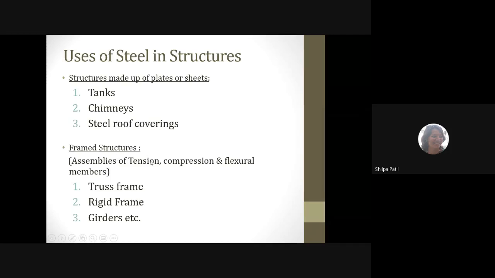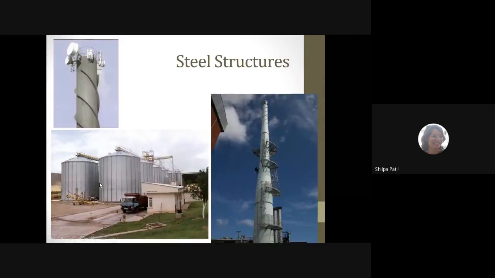Now the frame structures, either in the form of a truss or in the form of a rigid frame or girders, are used as steel structures. So let us see now these types of structures. You can see here, these are the tanks or silos. These are also called silos. These are constructed by making use of steel sheets or steel plates, which are curved, and they are given this shape. So these are the tanks.